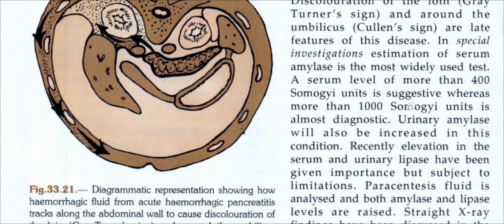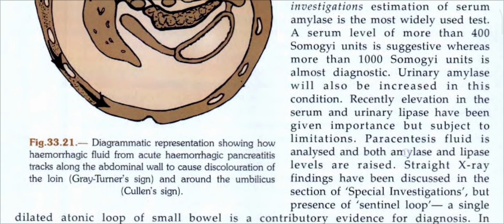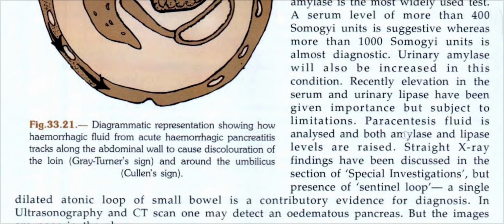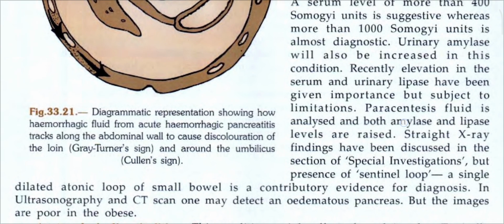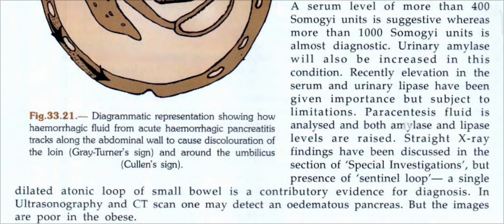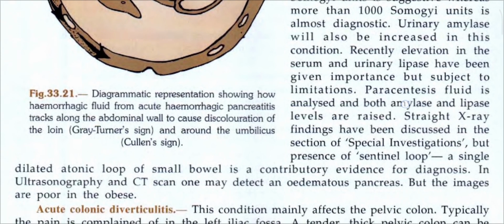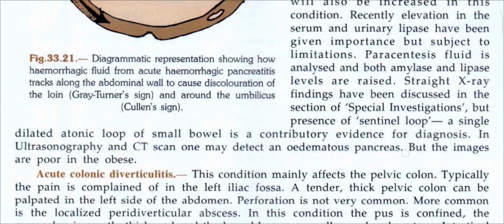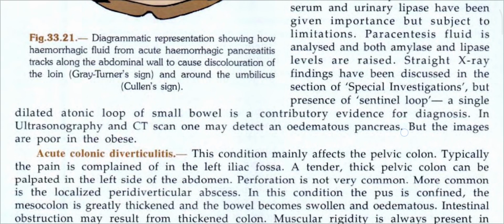Special investigation: estimation of serum amylase is the most widely used test. A serum level of more than 400 Somogyi units is suggestive, whereas more than 1,000 Somogyi units is almost diagnostic. Urinary amylase will also be increased in this condition. Recently, elevation in the serum and urinary lipase has been given importance, but subject to limitations. Paracentesis fluid is analyzed, and both amylase and lipase levels are raised.